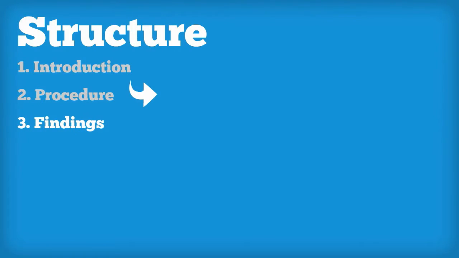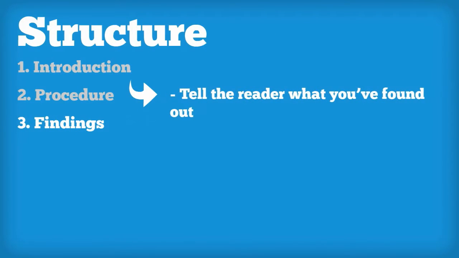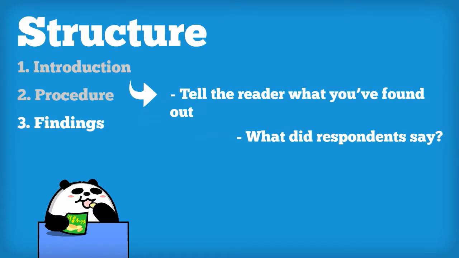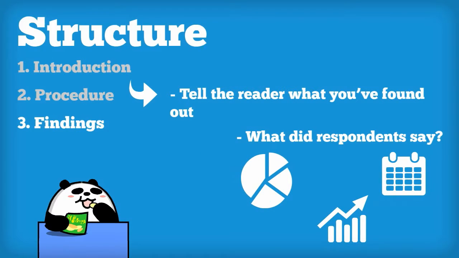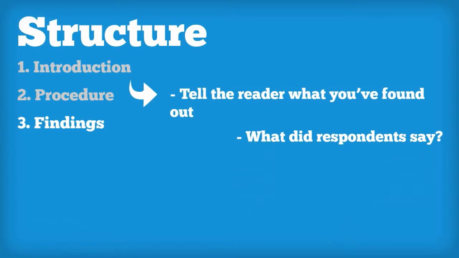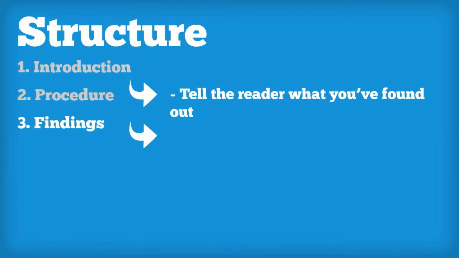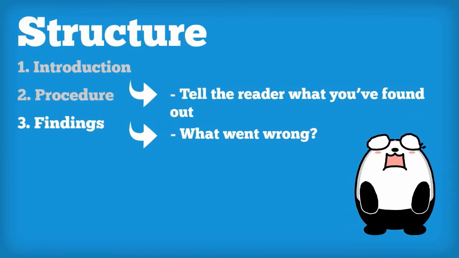This is the part of our report where we tell the reader exactly what we have found out. What did our respondents say? Reports often use lots of tables and graphs to display information quickly and clearly. The findings section is also a good place to outline anything that went wrong when we were collecting our data.